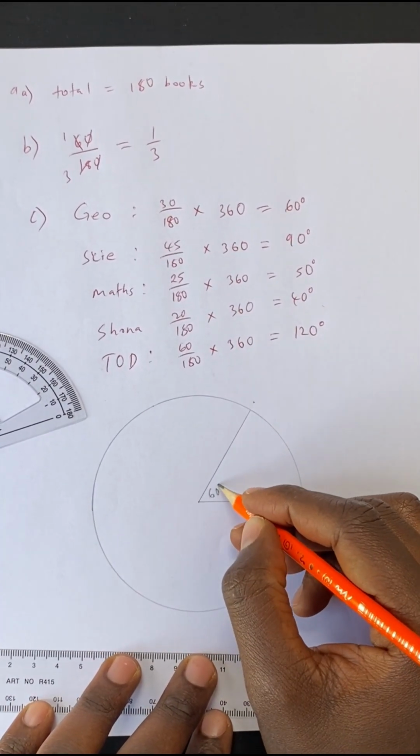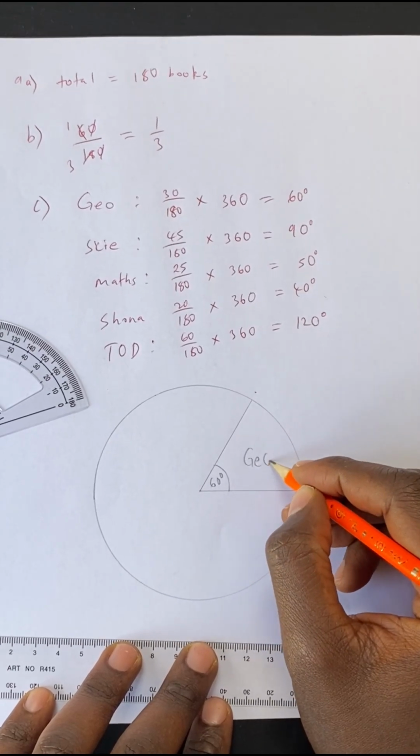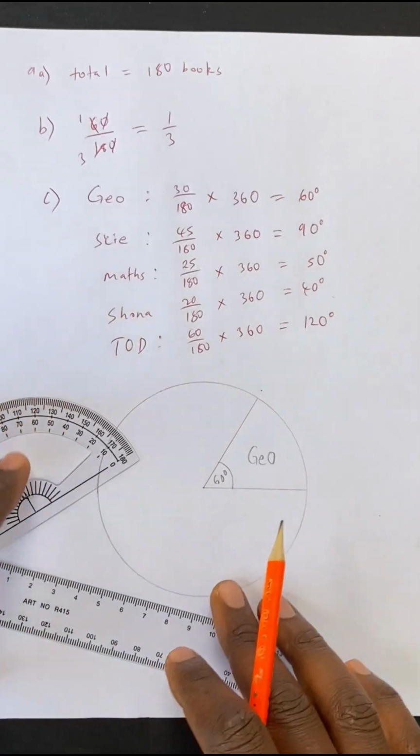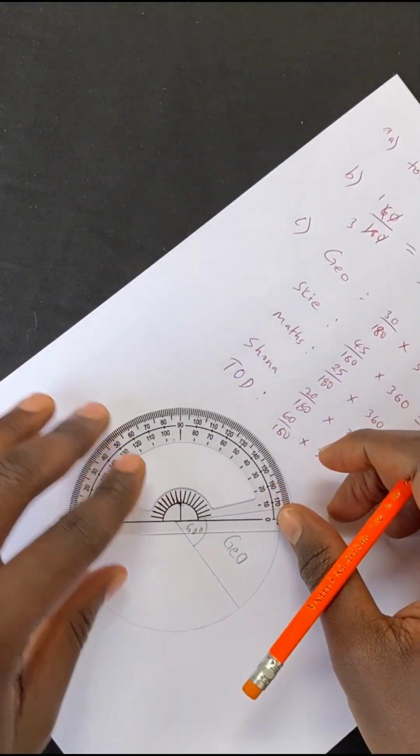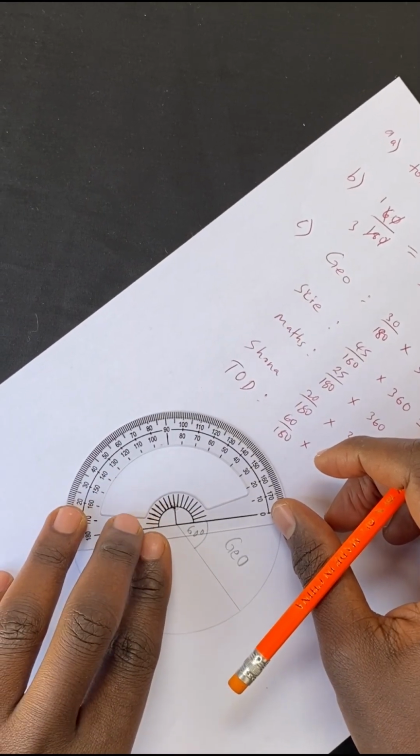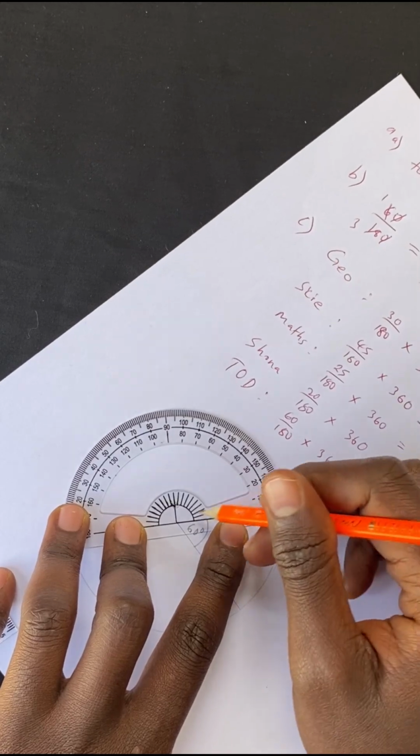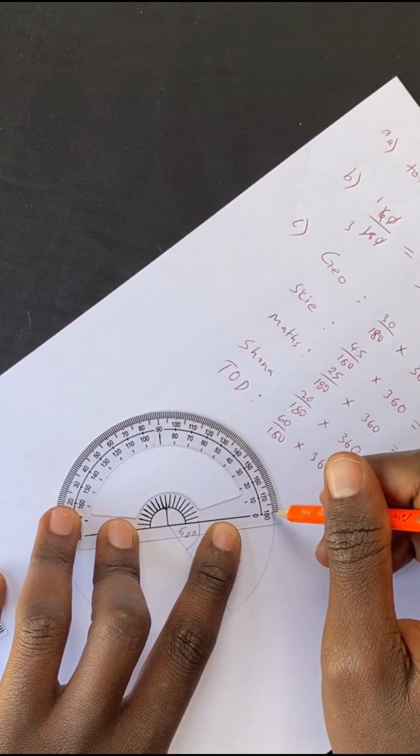I just want to say 60 degrees here. So this one represents geography. And for science, we have 90 degrees. So again, measure 90 degrees. Make sure that the center is directly over here, and then this line is in the same plane with this one.